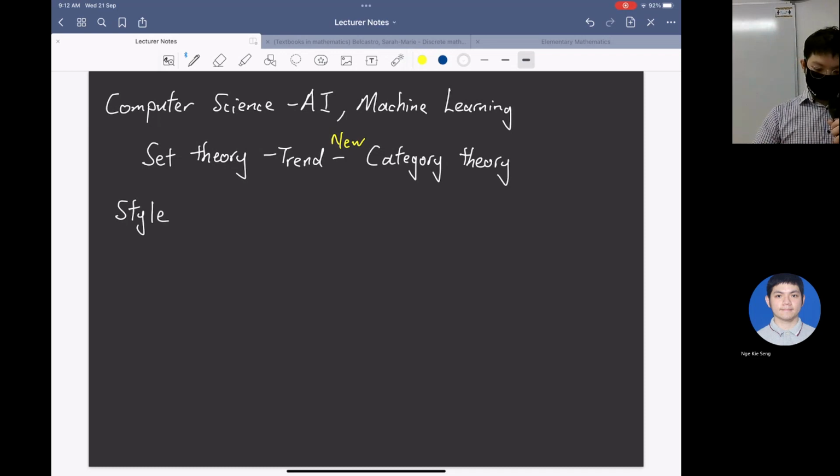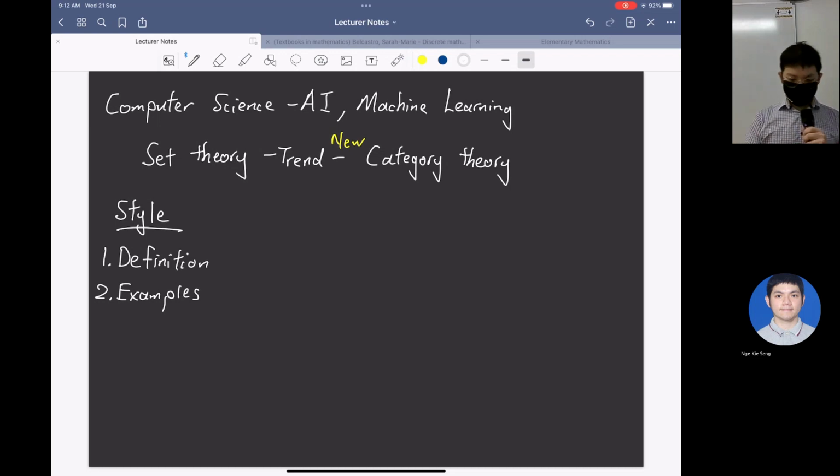The style of this class is, first I'll give definitions, and then I'll give examples to help you understand the definition, and then we'll see the application. Whenever I define something, if you don't understand, you should ask me for examples if I didn't give you.